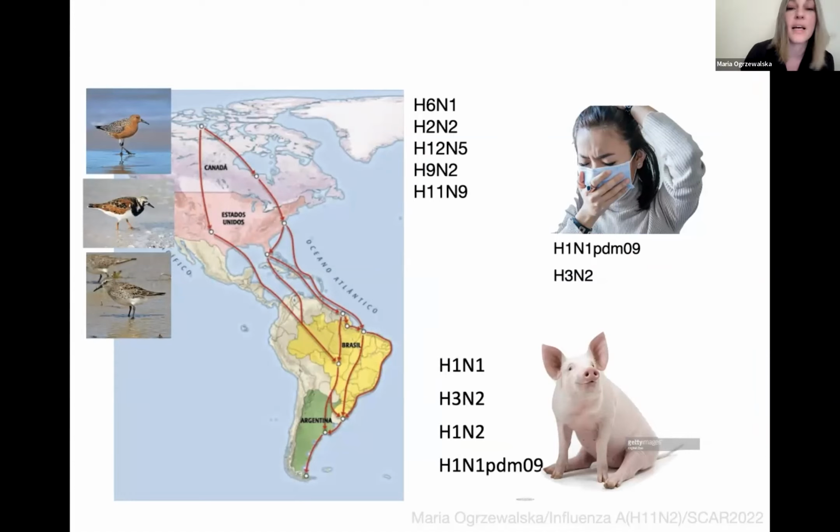Yes, this is the last slide. It shows how many subtypes of influenza you have just in Brazil, and how easily this influenza can come even from the northern to the southern hemisphere.